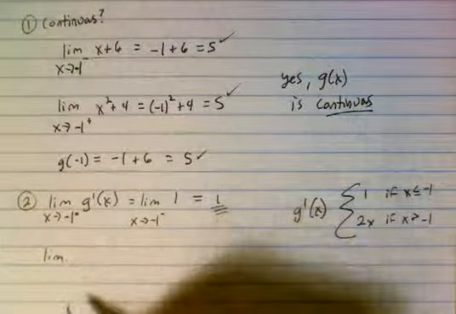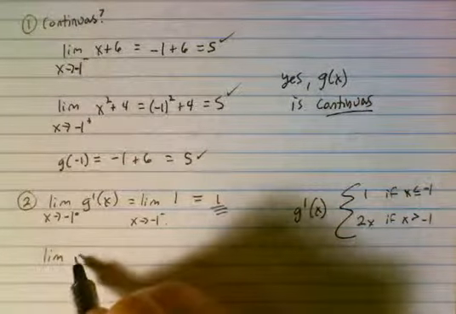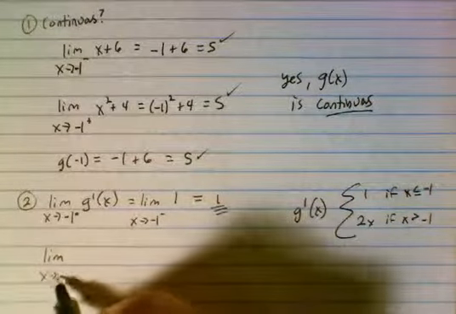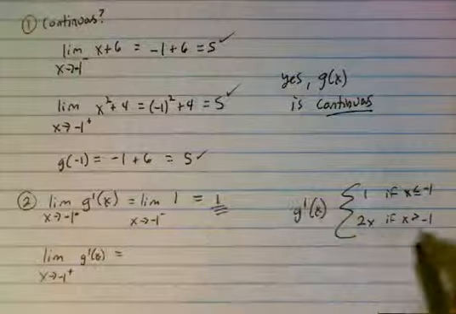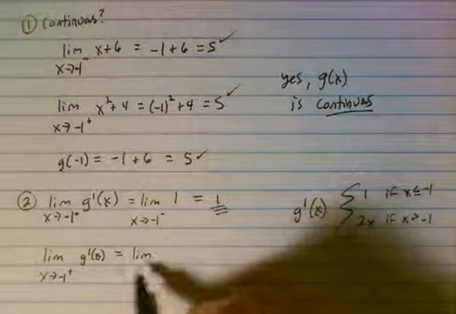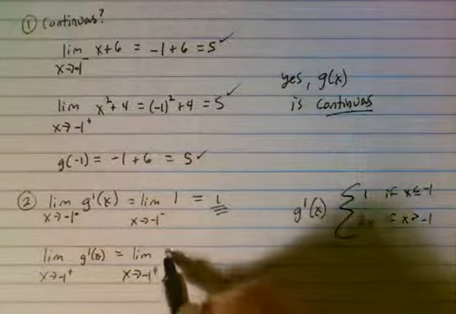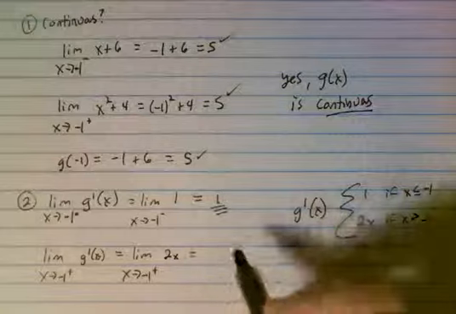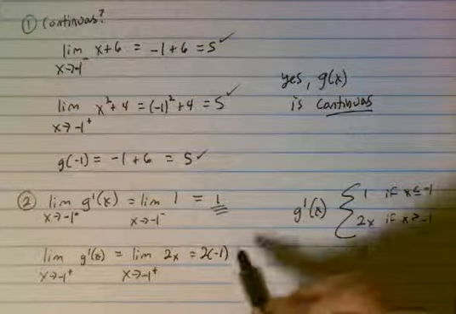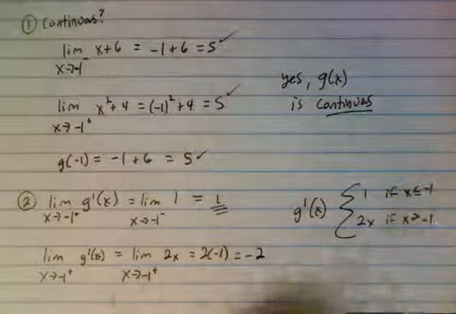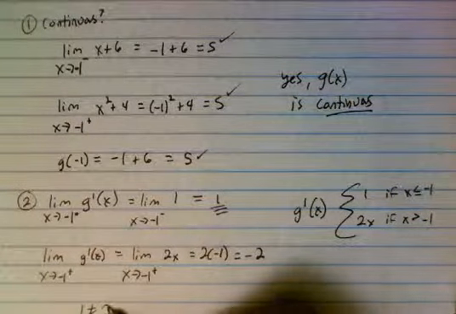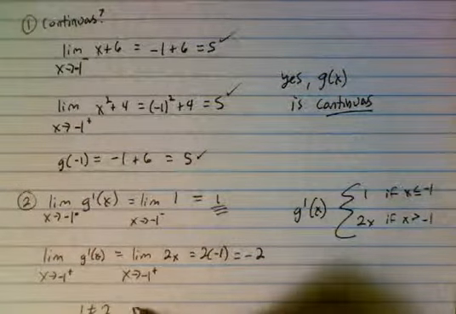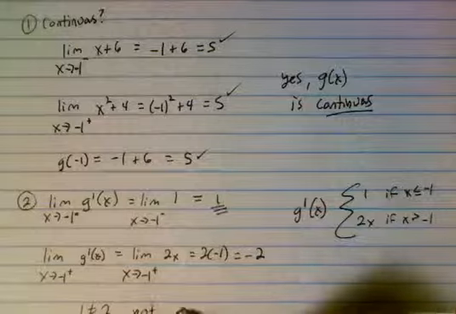Whereas the limit as x approaches -1 from the right of g prime of x, the function on the right is 2x. When we plug that in, 2 times -1 equals -2. Because 1 does not equal -2, the function is not differentiable.